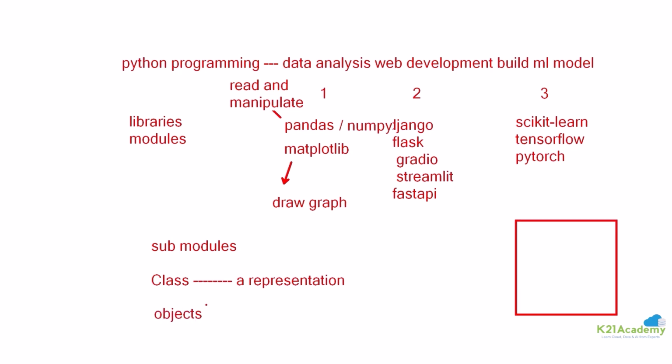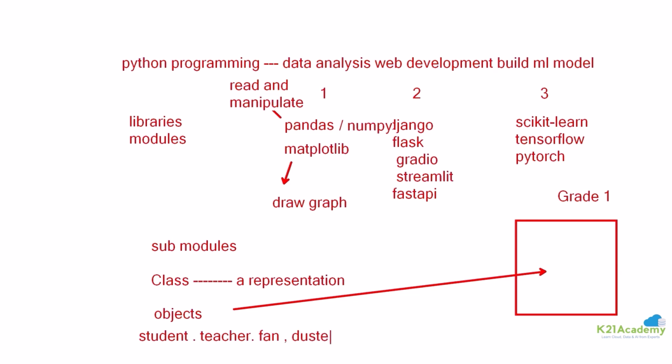Now, if I ask a simple thing, suppose this is a class of standard, or I can say grade 1 student. In the grade 1 student class, if I say objects, objects will be what? Students will be objects. Teacher will be an object. Even the duster will be an object. Fan will be an object. Everything which is part of this class will be an object. So you have a class, and then we have something called objects.